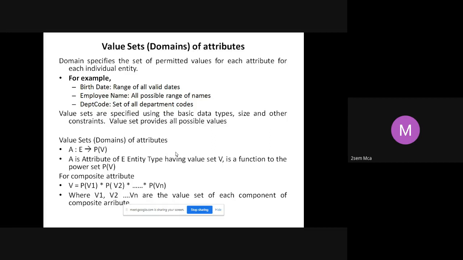So domain means it specifies the entire set of values which are permitted for that particular attribute. So when I say voter, who can be a voter? Any person who is aged above 18 can be the voter. So 18 to 100, let us say. Above 100 also you can vote, but just for the sake of example, 18 to 100 only I can take as I can accept the age of a voter.